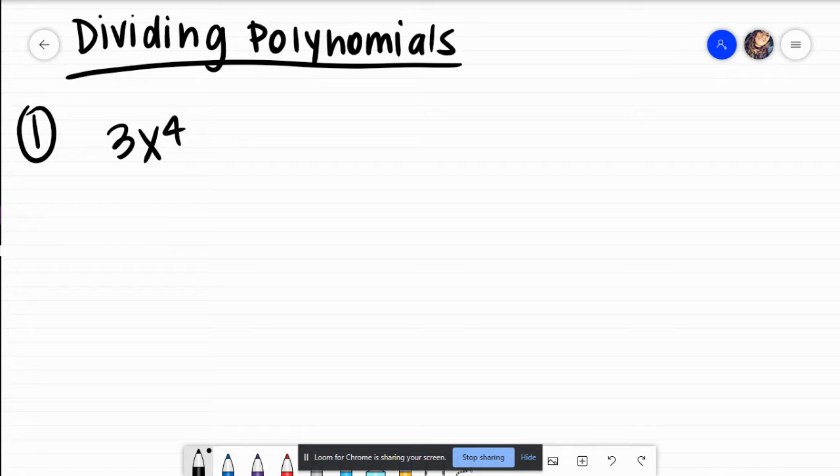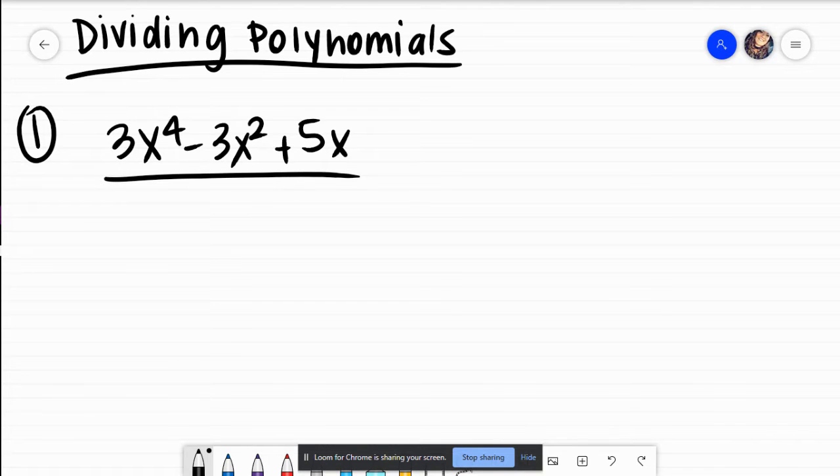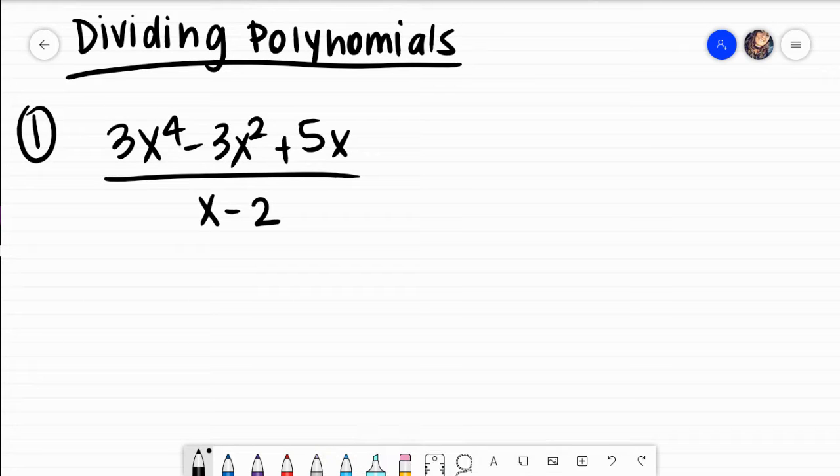3x to the fourth, negative 3x squared, positive 5x, divided by a binomial, x minus 2. I know that my numerator will be my dividend and my denominator will be my divisor, but what I notice is that my powers are usually written in descending order, and there's a few that are missing. I don't have an x cubed, and I don't have a constant. So what I need to do is add them. The way you add them is you make their coefficient 0 so that mathematically you're not actually changing this expression.